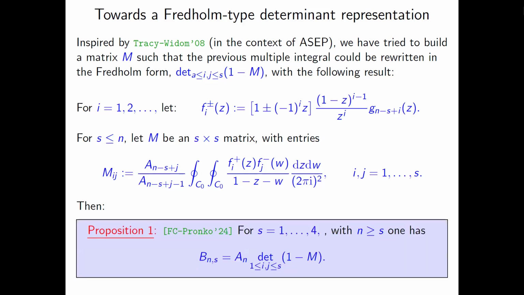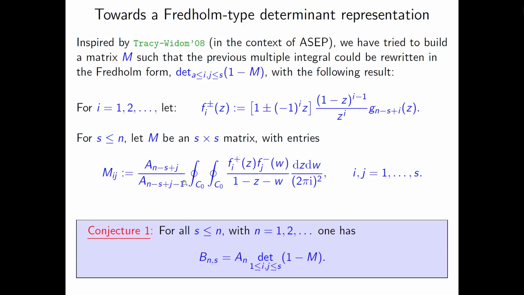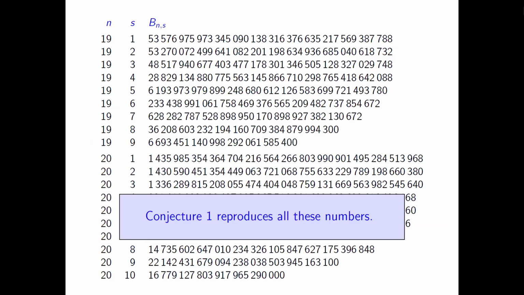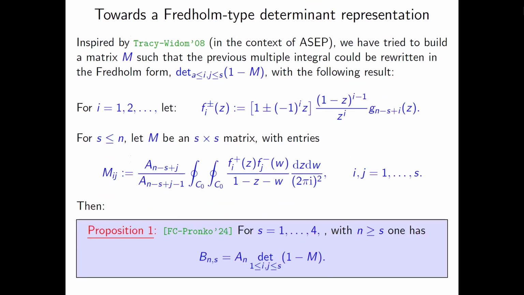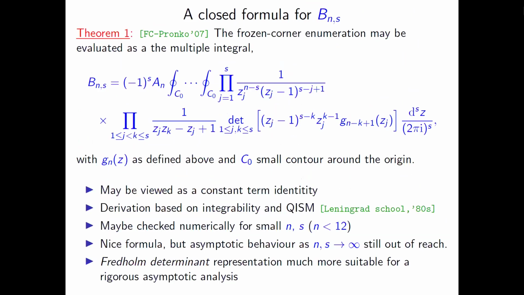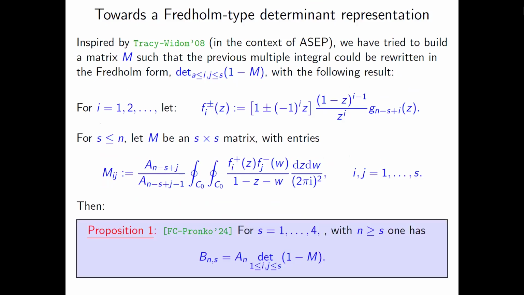And indeed, the expression is as follows. You introduce some function f, which is again essentially a combination related to the generating function of refined enumeration. And then you build some matrix M_ij of size S. And then you build this determinant. Now I see the problem. So yes, this actually is a proposition. It's rigorously proven, but only for S equal 1, 2, 3, and 4.